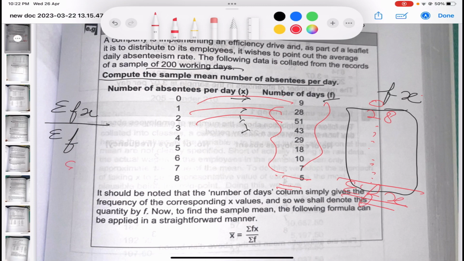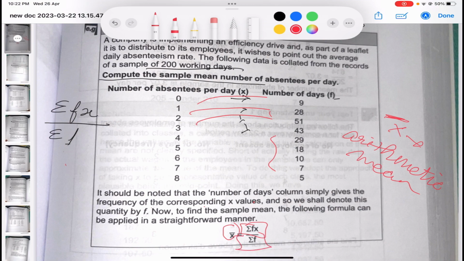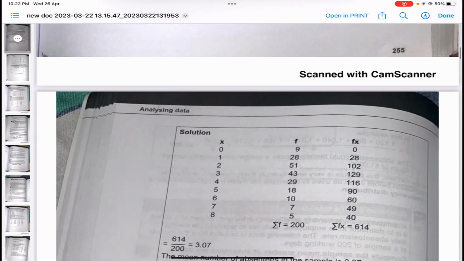So dividing the summation of fx by the sum of f will give me my arithmetic mean. It should be noted that the number of days column simply gives the frequency corresponding to x values. So to find the mean, whenever you see this in your exam, you need to know that this is the formula of arithmetic mean: summation of fx divided by summation of f.